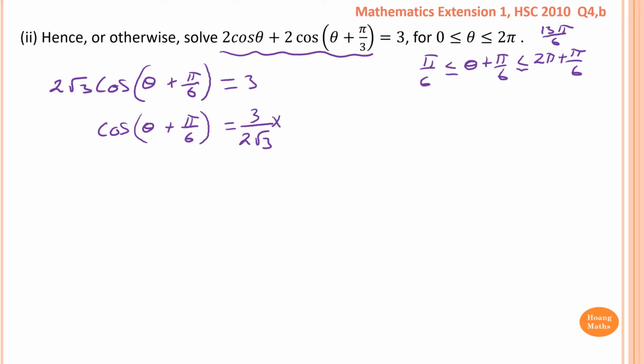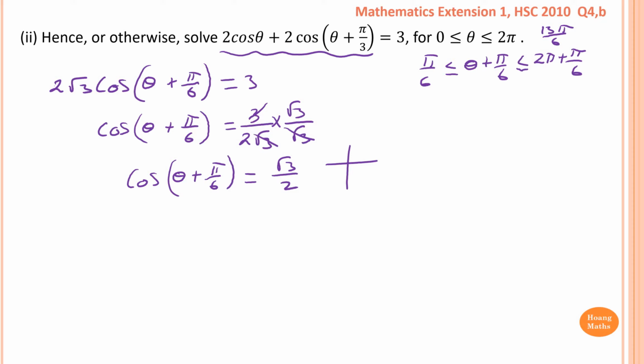If I rationalize this by multiplying by root 3 over root 3, this becomes 3 and cancel that. So cos of (theta plus pi over 6) is equal to root 3 over 2. So to solve for this, we know that cos is positive, so that means in this quadrant and this quadrant. And then root 3 over 2, so inverse cos of that is pi over 6.